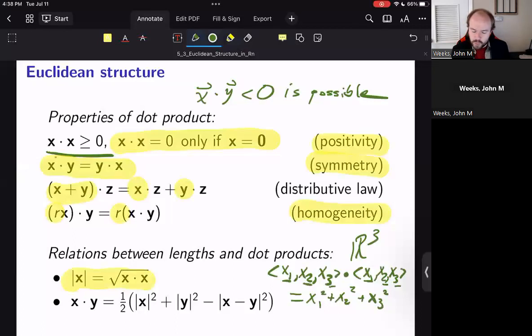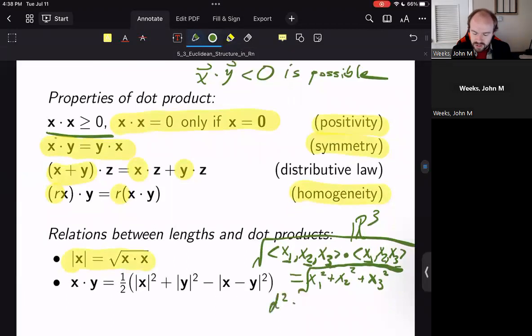And notice that when I take the square root of this, what do I have? I have a distance formula. In particular, the distance squared equals x1 squared plus x2 squared plus x3 squared. This should look to you a little bit like the Pythagorean theorem. But the Pythagorean theorem works in 3 dimensions. It just has to have that extra component of your vector to it.